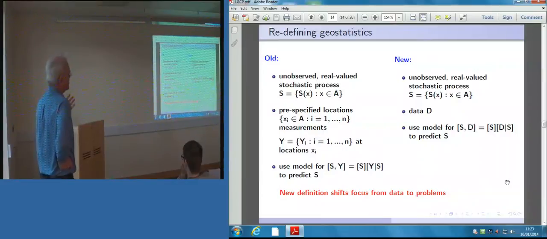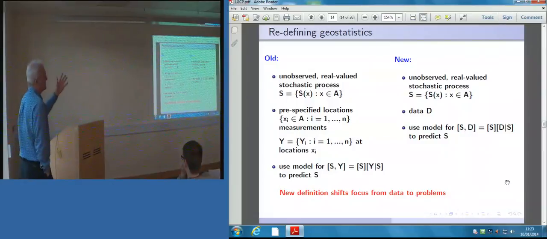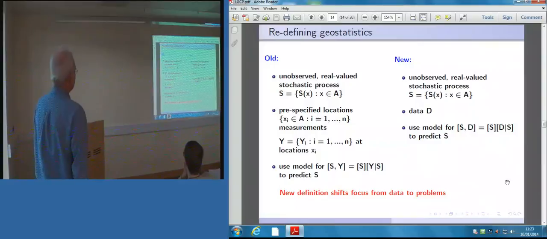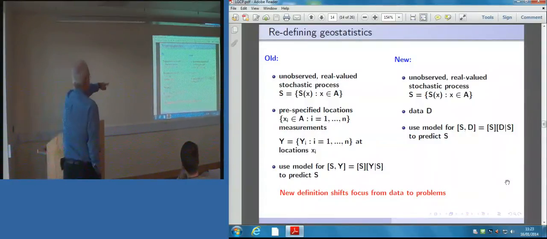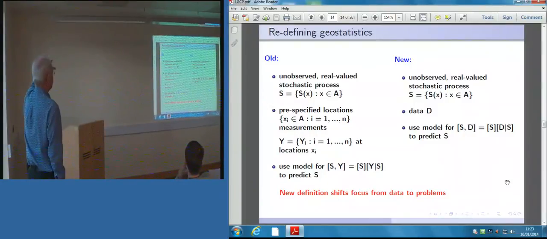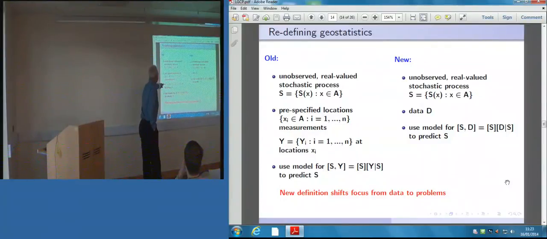And actually that's how a lot of the algorithms work. They approximate continuous space by a fine grid of yes, no's, of binary observations telling you where the points are. So, despite the provocative title, the proposal is really extremely mild, which is that we used to call geostatistics this thing on the left-hand side, in which we had an unobserved stochastic process S. We pre-specified some locations, we measured something at each location, and then we used Bayes' theorem to do prediction.